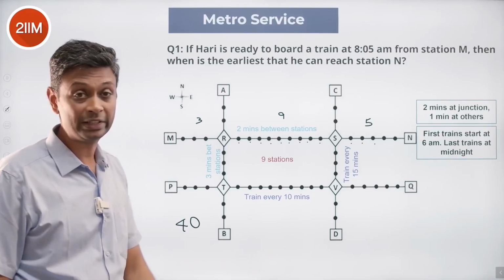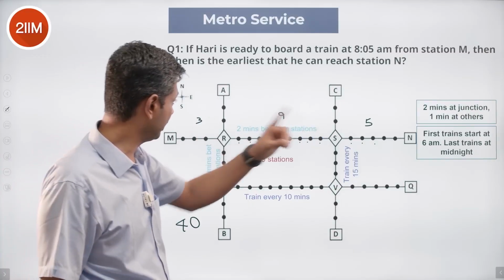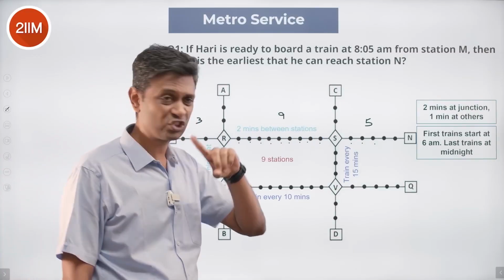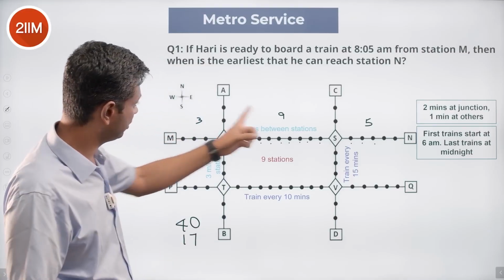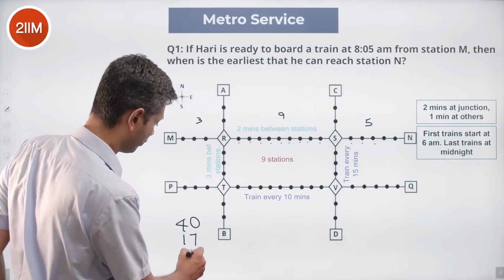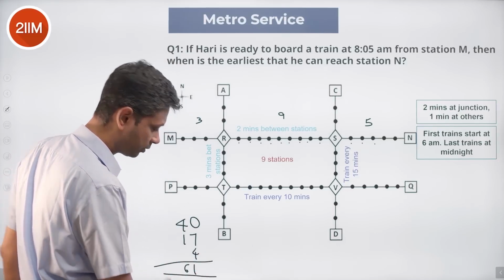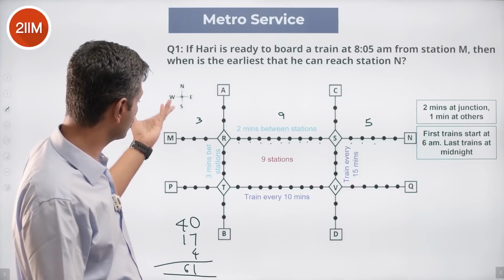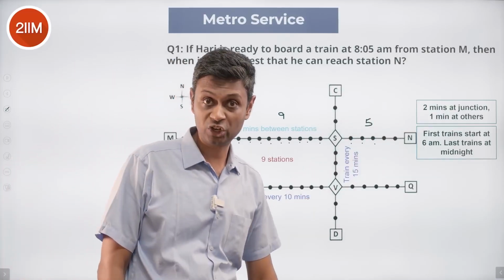Now we need to think about waiting time. How much time does it take to wait? 3 plus 9 plus 5, this is 12 plus 5, 17 minutes of waiting. Plus 2, 4 minutes of waiting, which is 21 plus 40, 61 minutes. So the moment he boards this, 61 minutes later he can reach there.